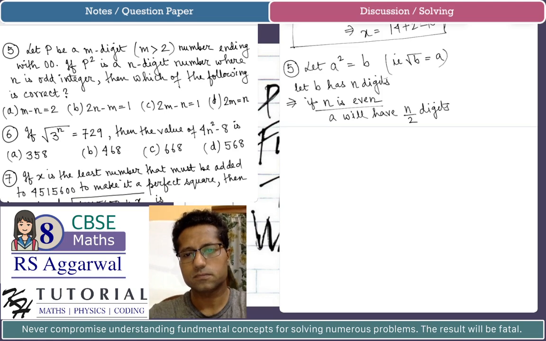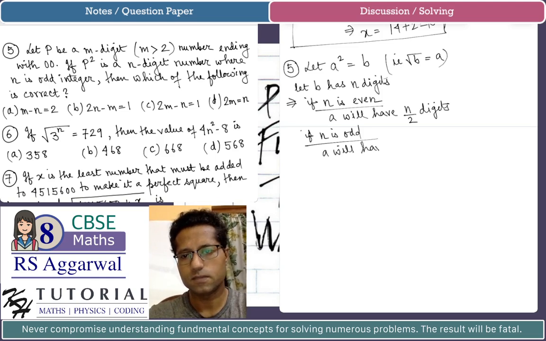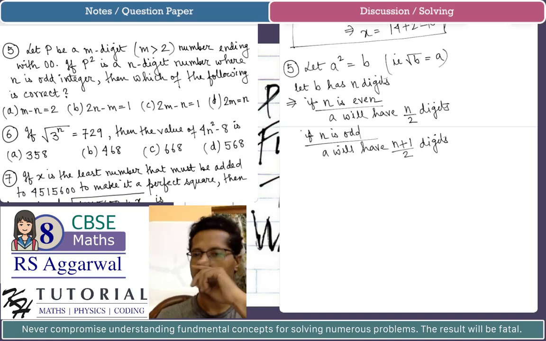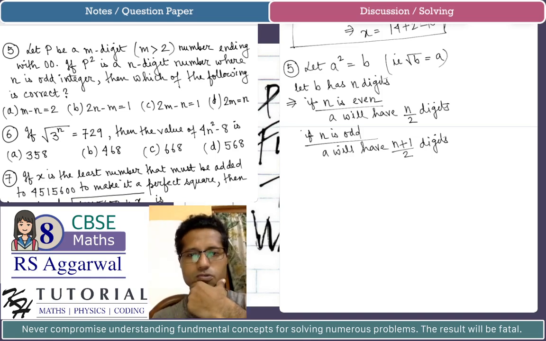And if n is odd, a will have (n plus 1) by 2 digits. This is a concept that you must know and be familiar with. We have to apply these concepts. Okay.